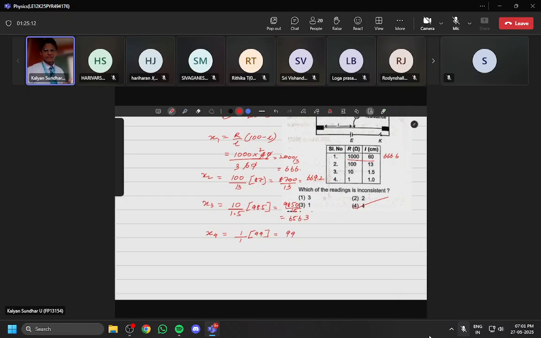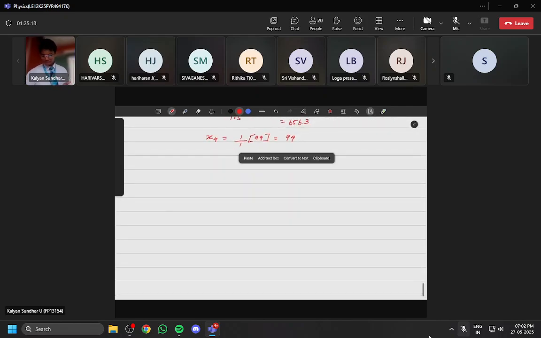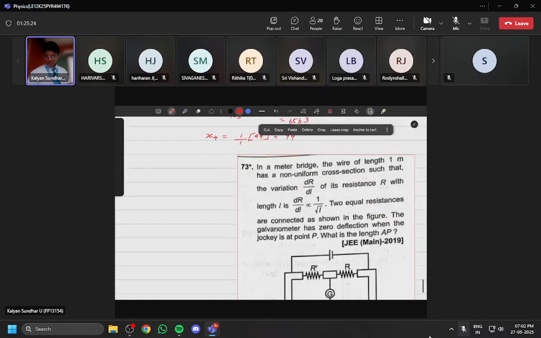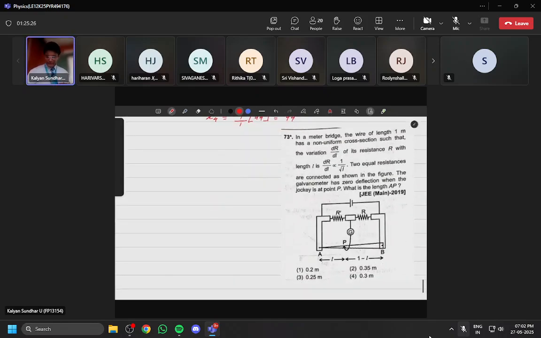The 73rd question, take it as homework. This one: in a meter bridge, a wire of length 1 meter has a non-uniform cross section, such that the variation dR by dL of its resistance R with respect to L is 1 by root L. So what is dR by dL? It is your resistance per unit length value. Correct? Earlier, resistance per unit length was a constant parameter because it was uniform. Now, since it is not uniform, it depends upon 1 divided by root L.